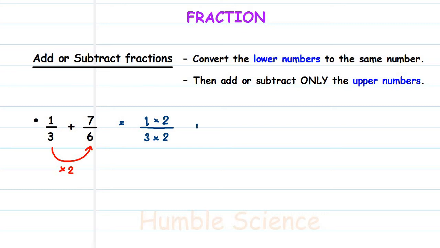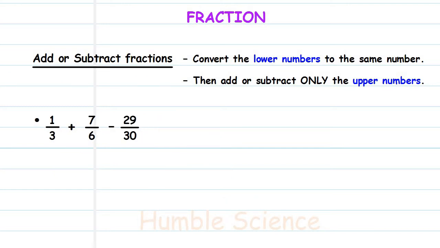And then plus 7/6. 6 is already there, so we don't need to multiply anything. And now we will get 2/6 plus 7/6. The next step is to add or subtract only the upper numbers, and we will get 9/6. And that can be simplified to 3/2. And that is the answer.